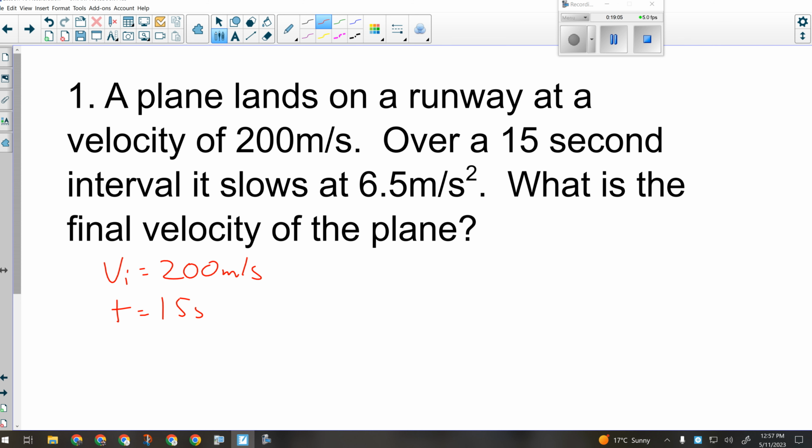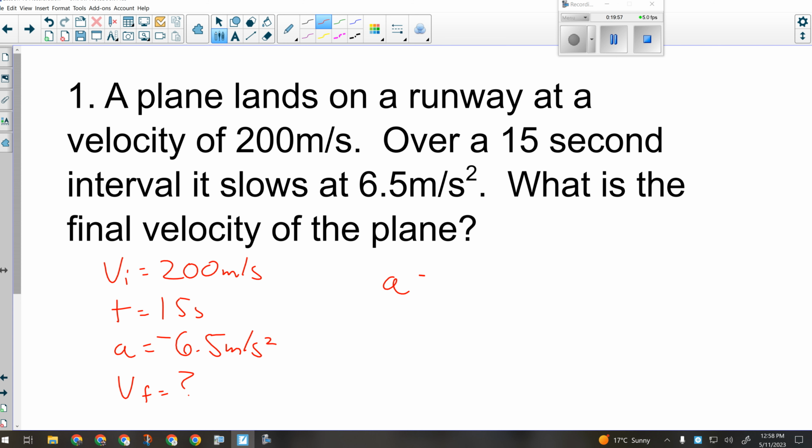Because it's slowing, it's negative. Yeah, when you slow, your acceleration is backwards. So that's the trick to this question, the context trick. Slowing means the acceleration is opposite the velocity. Because if you don't make this negative, you get VF to be bigger. I have never seen a plane that lands on a runway and then speeds up. That's generally bad.